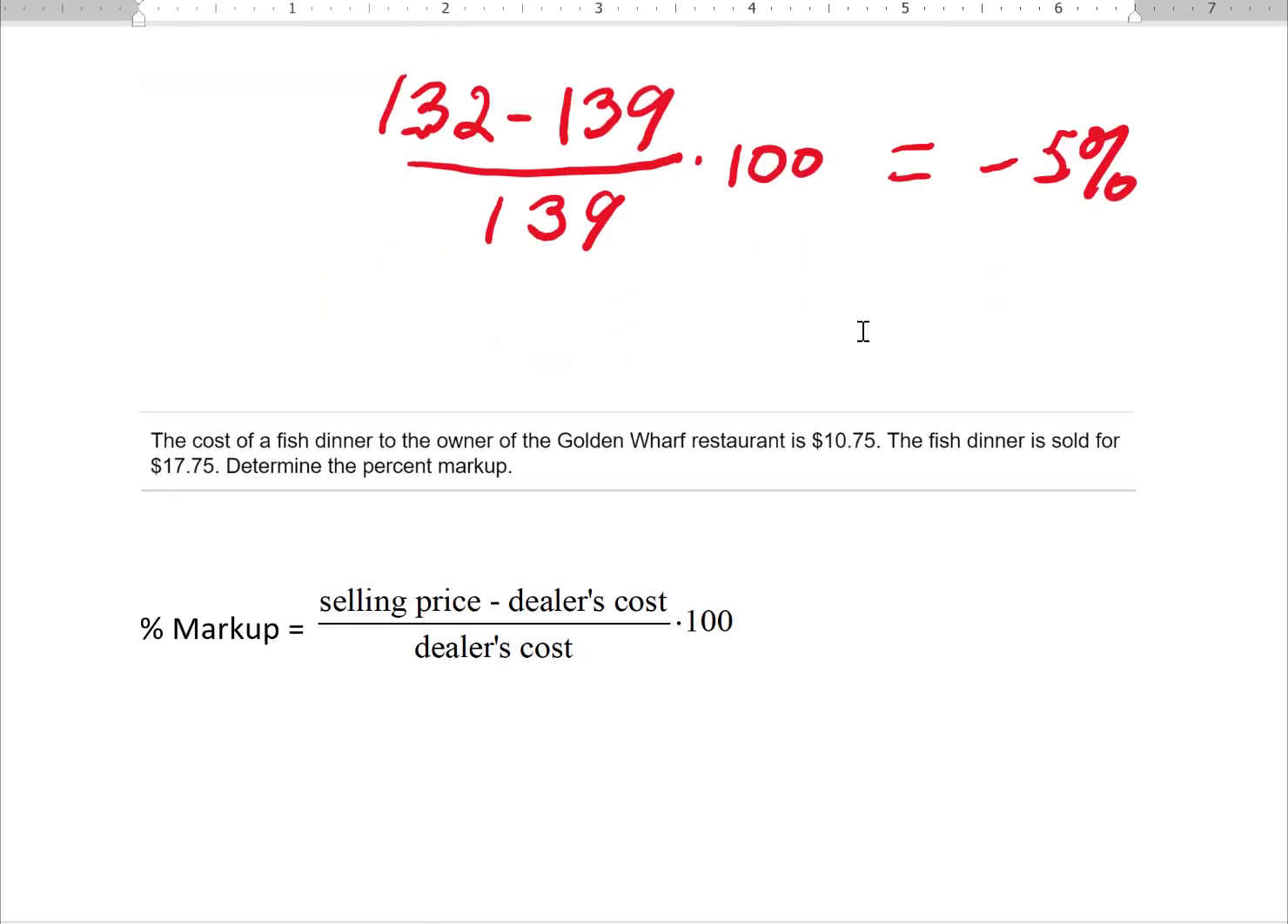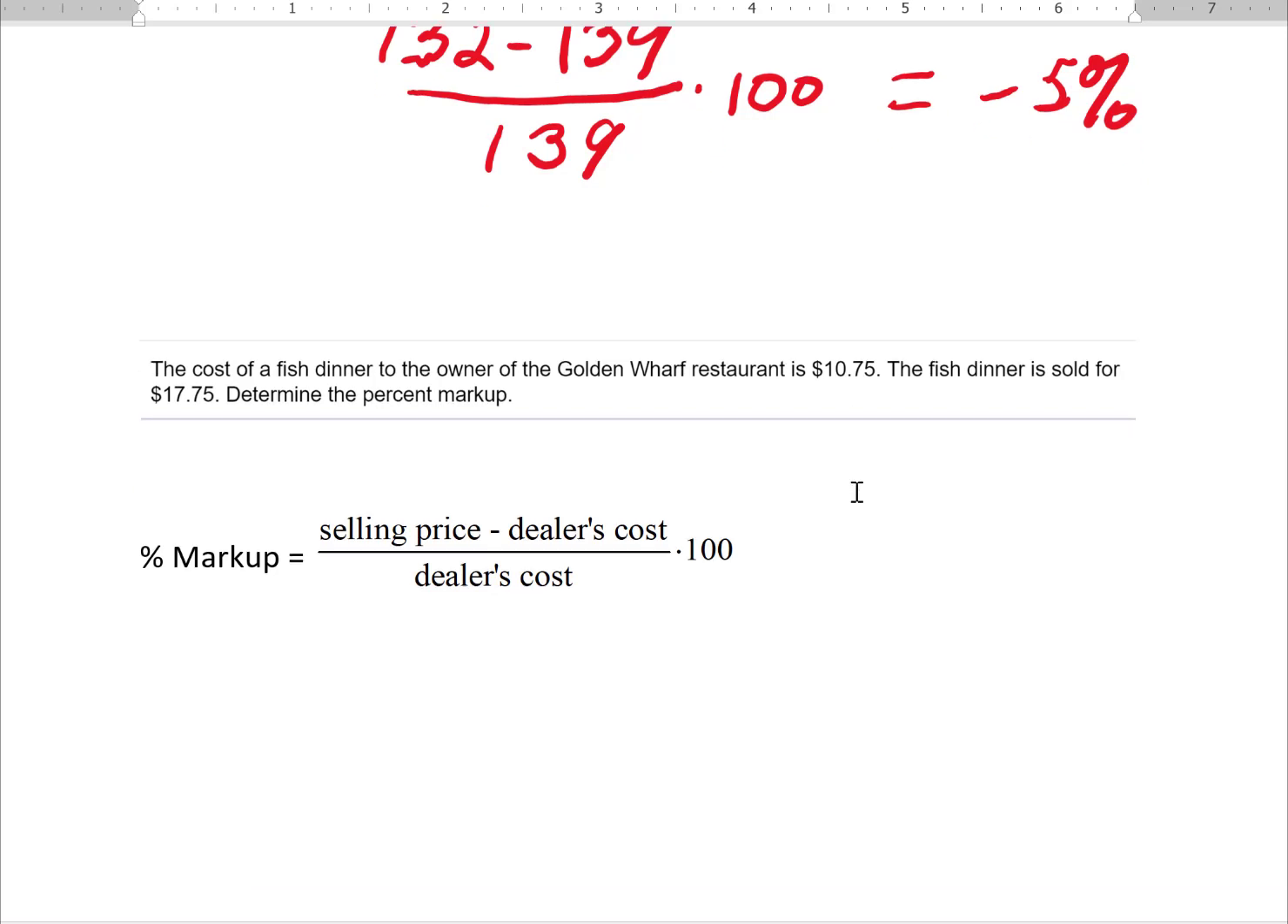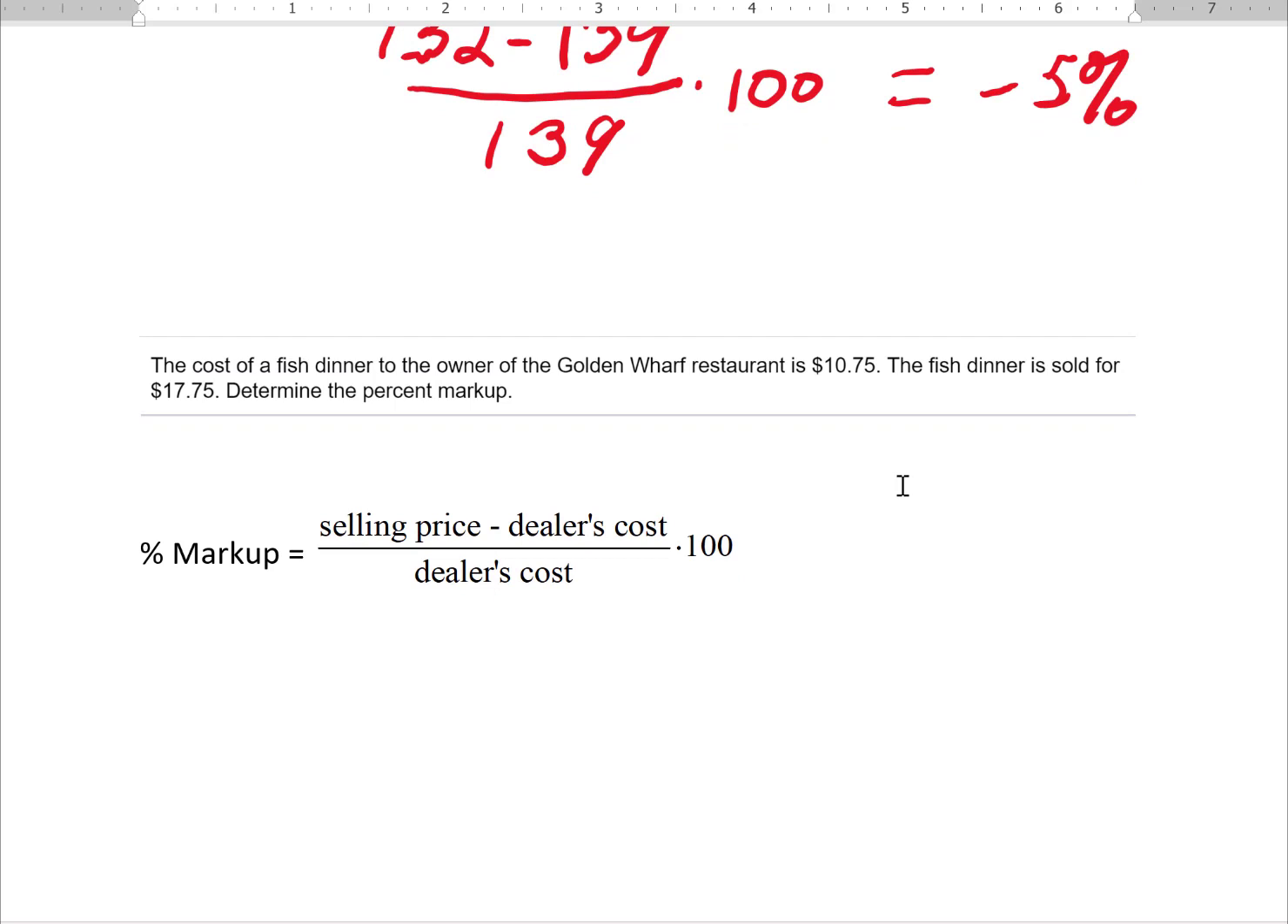5%. The cost of a fish dinner to the owner of the Golden Wharf restaurant is $10.75. The fish dinner is sold for $17.75. Determine the percent markup. And here's the formula for markup. Selling price minus dealer cost divided by dealer cost times 100.